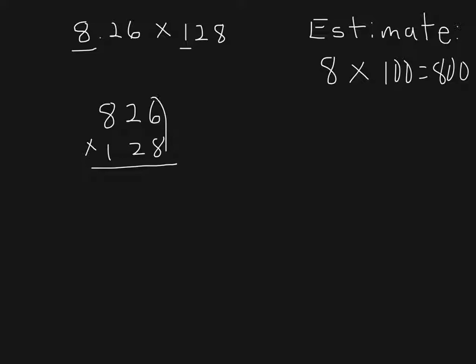8 times 6 is 48, so I'll make a tiny 4 and put an 8 in the ones place. 8 times 2 is 16 tens, and I'm going to add that 4, so I have a total of 20 tens. And then 8 times 8 will be 64, and I have to add in that 2, so 66 hundreds.